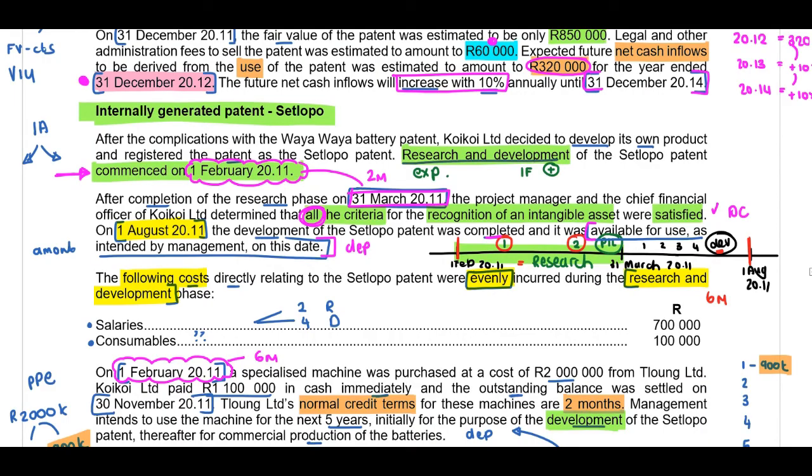Right, then the following costs, they provide us with our salaries and our consumables, 700,000 and 100,000. Now, guys, we will have to also divide the consumables, salaries and consumables. Even if you look at this, consumables may be things that they have developed during that time and then sold and so forth, but we also have to divide this between the research and development period.